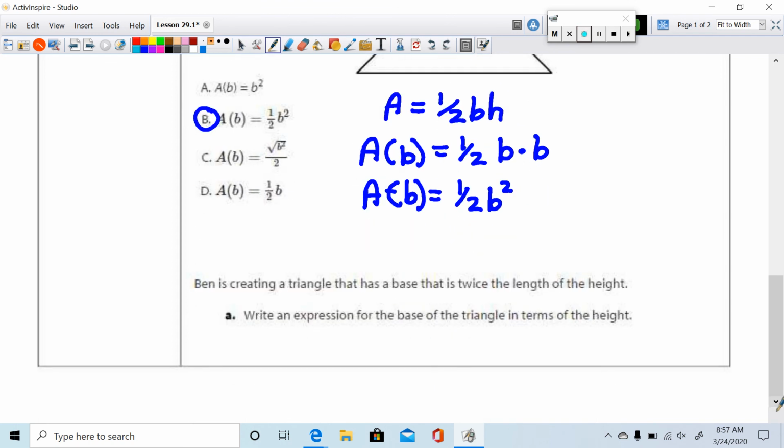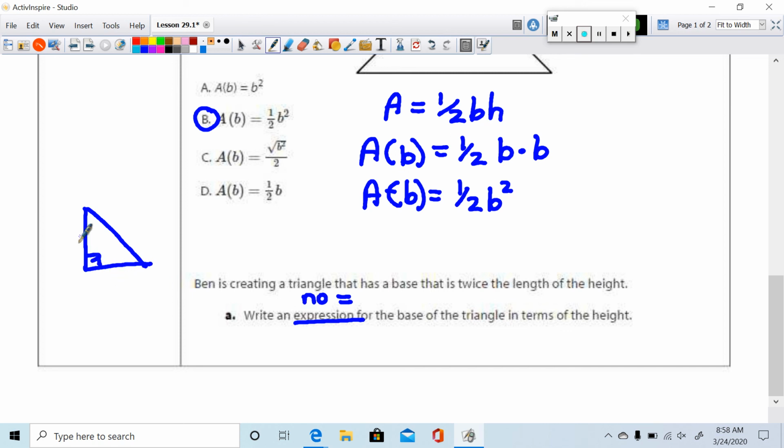Ben is creating a triangle that has a base that is twice the length of the height. Write an expression. Okay, an expression has no equal sign, for the base of the triangle in terms of the height. So I'm not going to write the function, I'm going to write the actual expression. And how I do that is, let me just sketch out the situation over here. It doesn't have to be a right triangle. I'm just going to use a right triangle for an example.